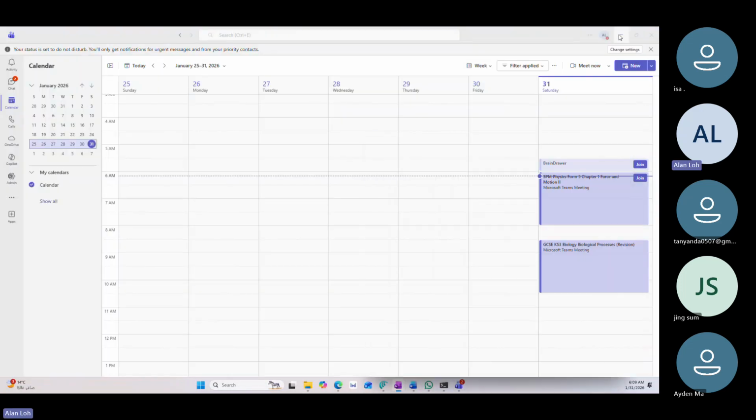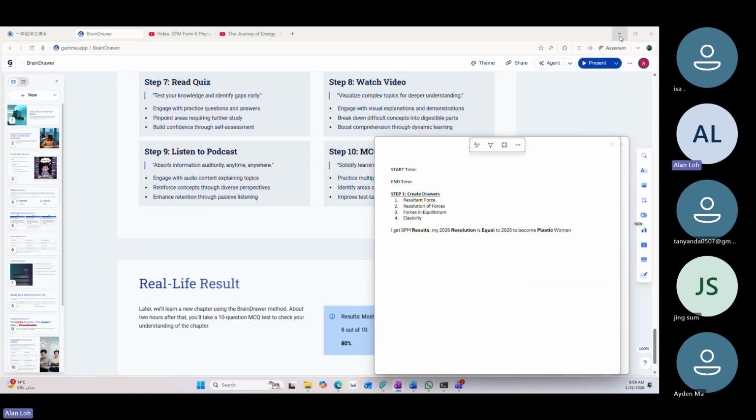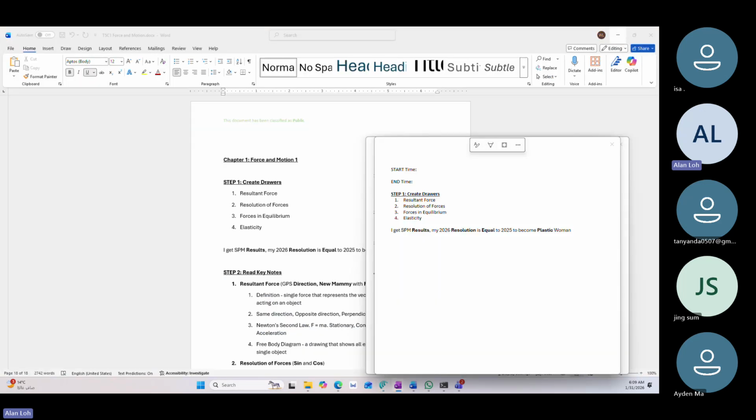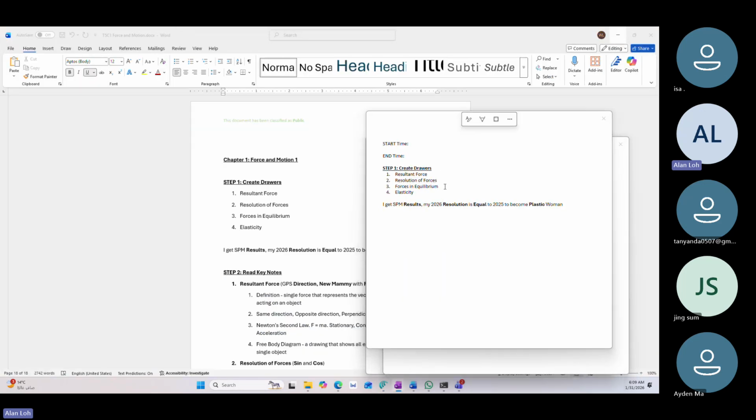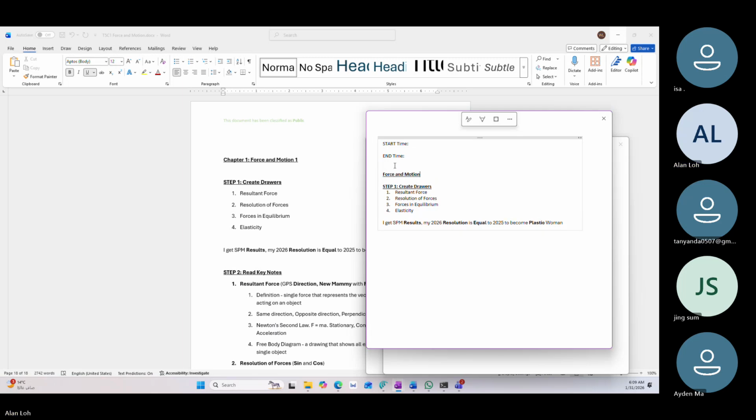The first step is to create the drawers. Okay, right. In this chapter, we call it Force and Motion 2. This is Form 5. In Form 4, there's another chapter called Force and Motion 1. But it's fine, we're going to learn that Form 4 chapter after this one, maybe next week or the week after. So first step, we have to create drawers.